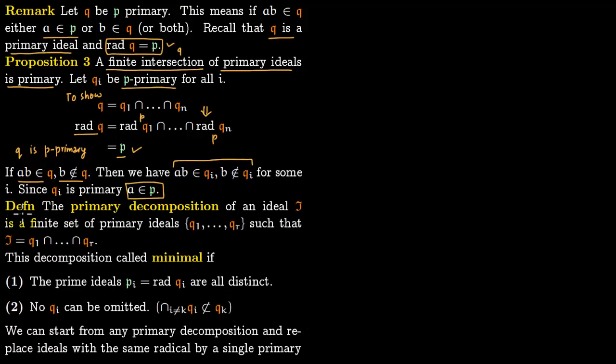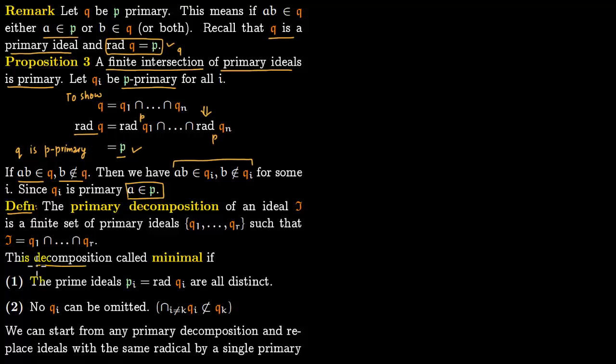Let us now come to primary decomposition. So, definition: the primary decomposition of an ideal I is a finite set of primary ideals Q1, Q2, all the way to Qr, such that you can write our ideal I as the intersection of these primary ideals. So Q1 intersection Q2, all the way to Qr. So this is the primary decomposition. Each of these ideals here is primary.